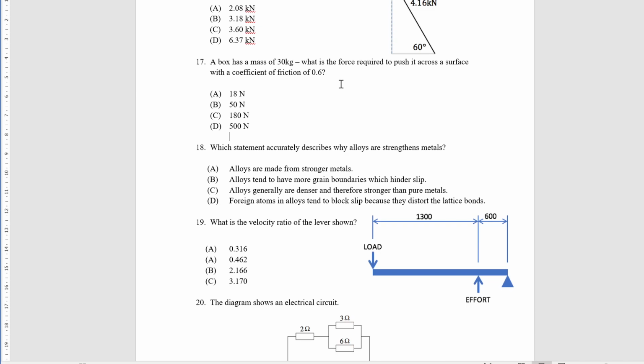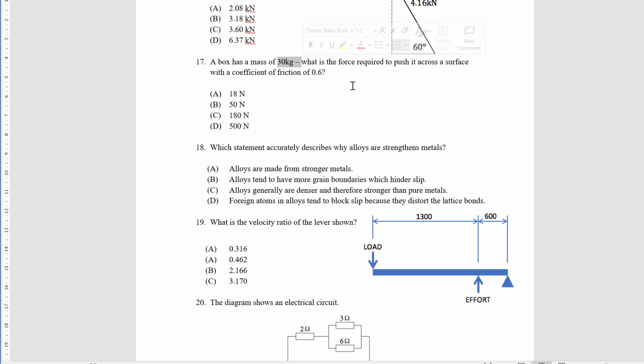A box has a mass of 30 kilograms. What force is required to push it? Now, without any other information, we always assume it's a perpendicular force, so that the normal force is going to be equal to the weight of the box. So a thing that we have to consider is that we have to multiply the box by gravity. So we're going to use 300.